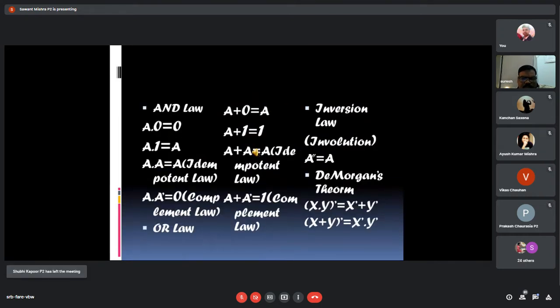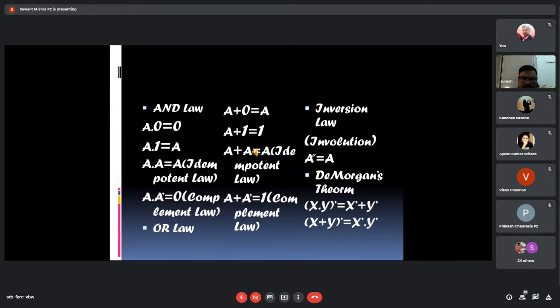And according to AND law, A dot 0 is equal to 0, A dot 1 is equal to A, and A dot A is equal to A. A dot A is equal to A, we can also say that it is the idempotent law. And A dot A dash is equal to 0, we can also call that the complement law.